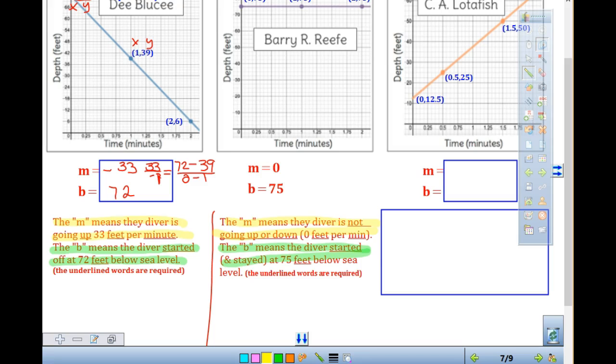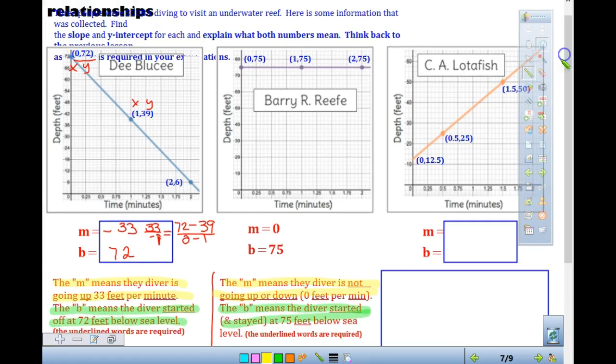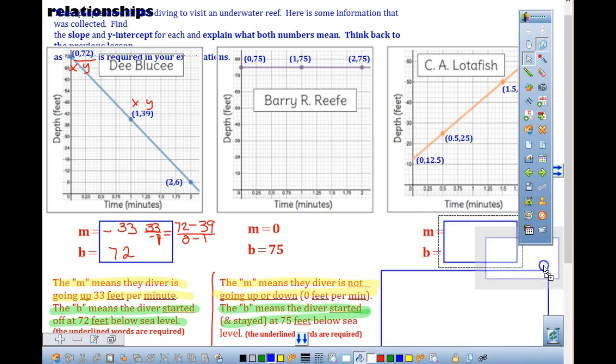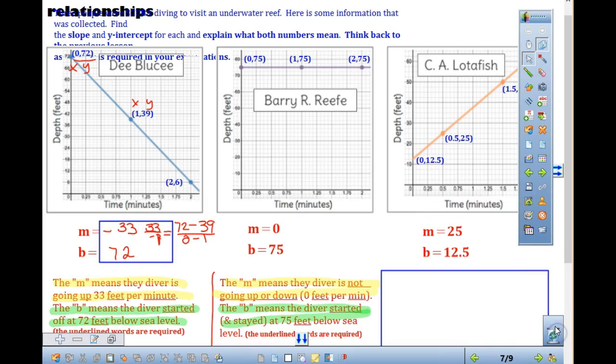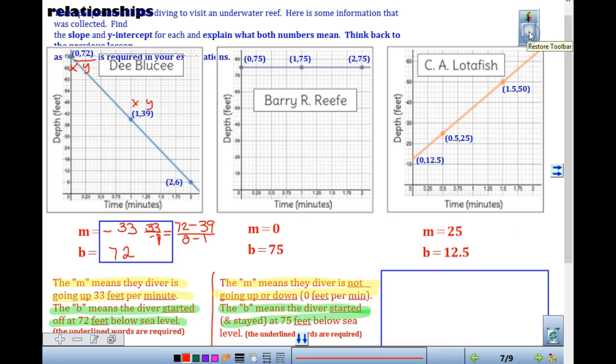What's happening to our last person? This person started at, what's our y-intercept? 12 and a half, 0, 12 and a half. And what's happening for our slope? Going up, yeah. This one is up positive 25. Now, is that really going up or is that going down? Oh, it's not down. Okay, so this is at 12 feet.